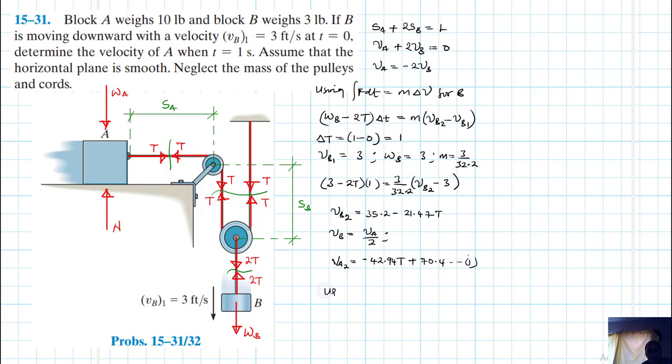So let's go now again using the integral of F dt equal to m delta v, for A. For A, what do we have? We have T. Delta t is equal to m times VA2 minus VA1. Delta t also here is equal to 1. M here is equal to 10 divided by 32.2.